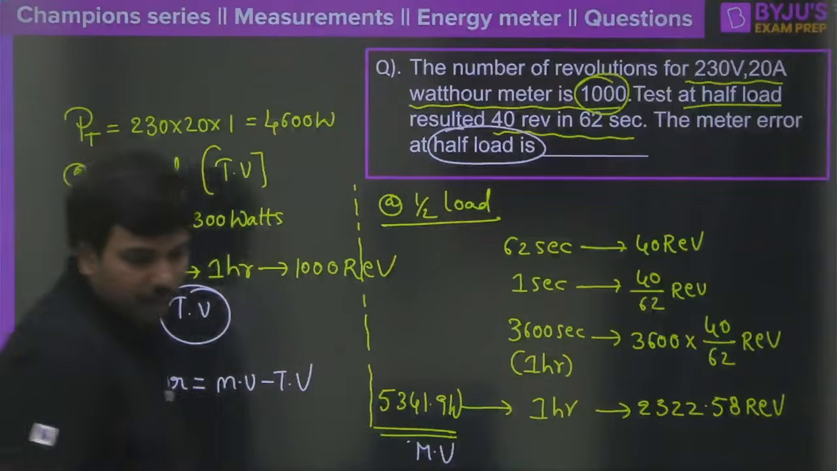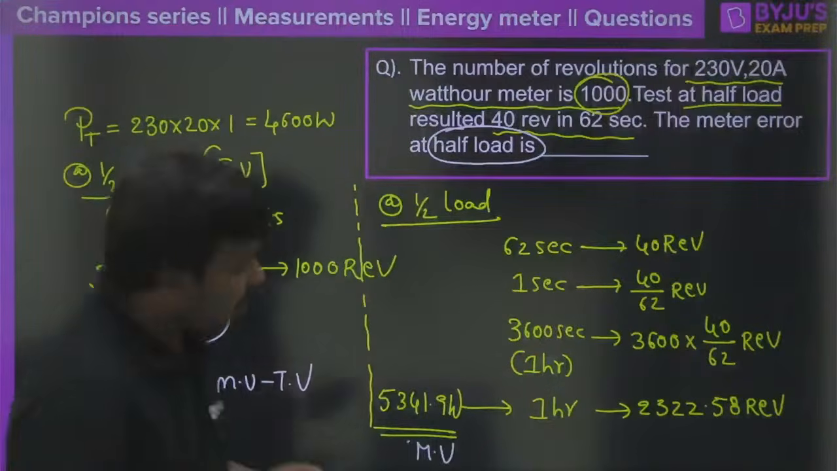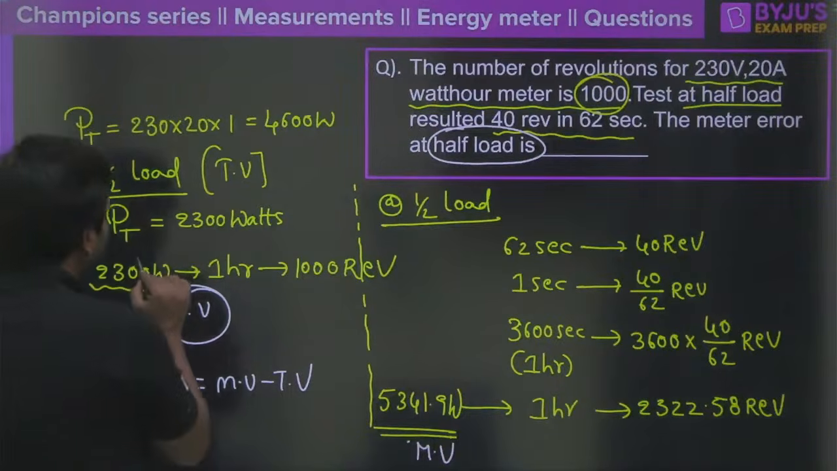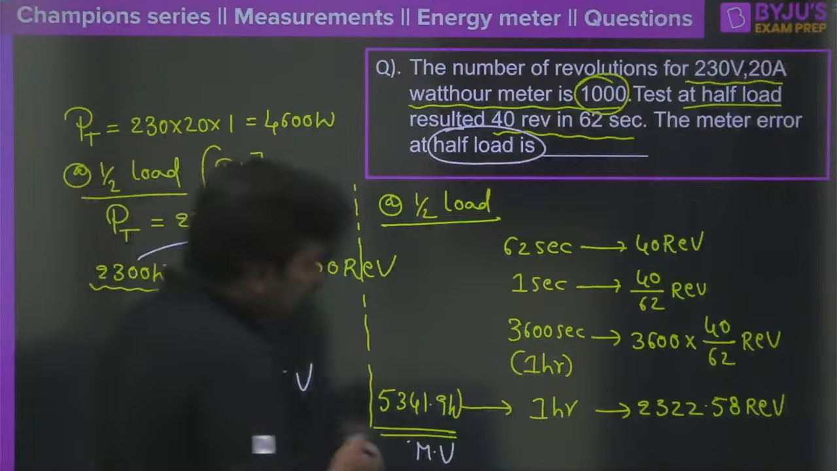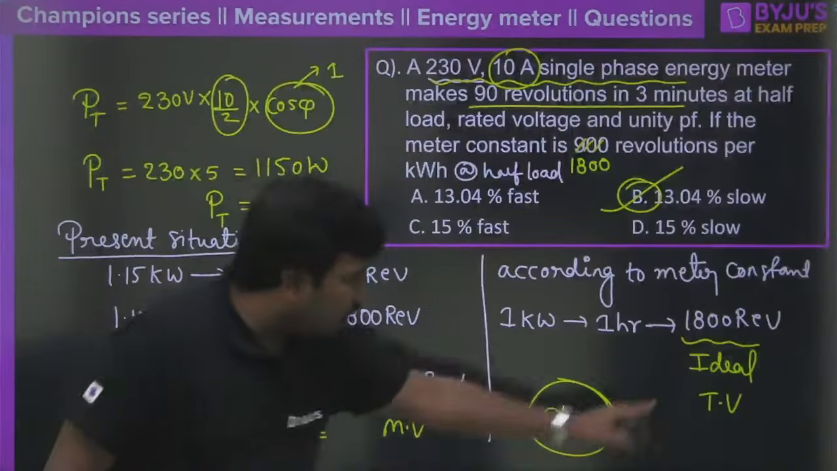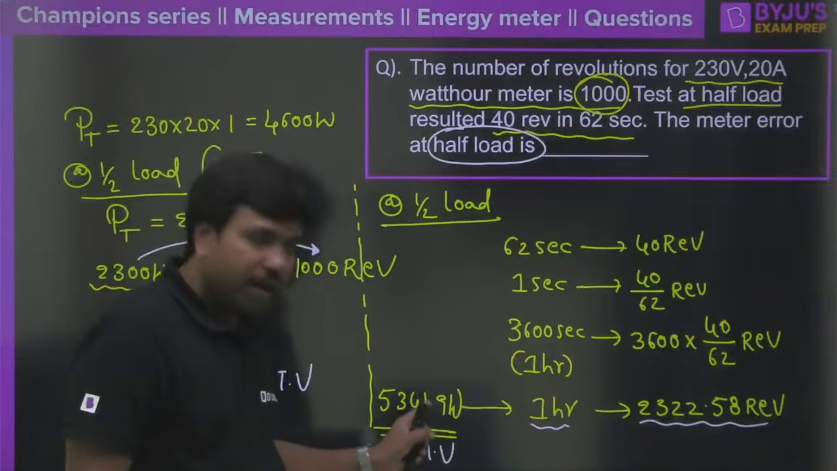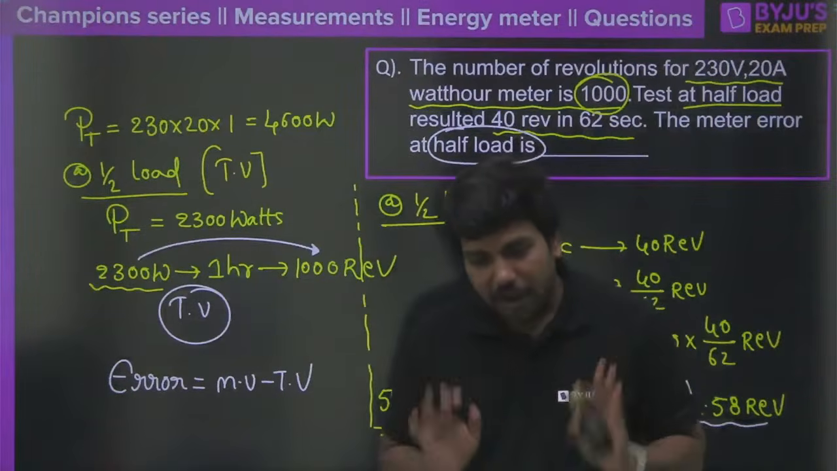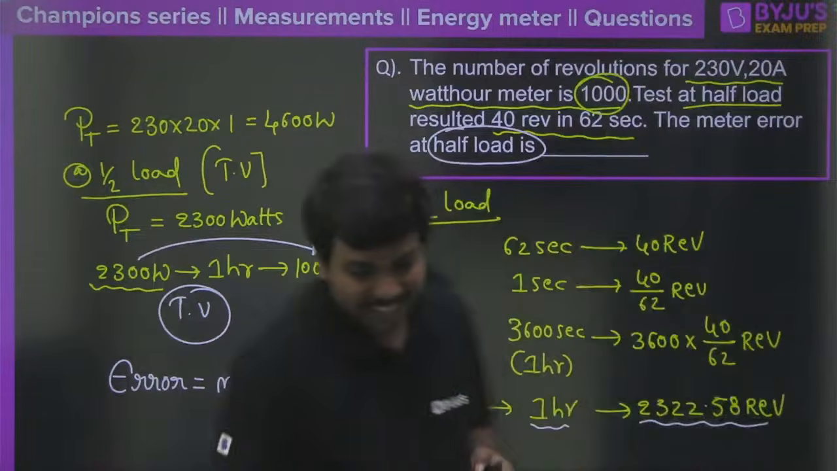Simple. Clear? So Soumya Bal, is it okay so far? Every one of you must answer here. Is it okay or not? Because at a half load, this is what should be happening. That means if 2300 watt is consumed in 1 hour, it should make 1000 revolutions. But here in 1 hour, it is actually showing so many revolutions. Why? Because it is actually looking at the power as 5341.9 watt. Clear? Got the idea? Am I moving fast? You must answer clearly.